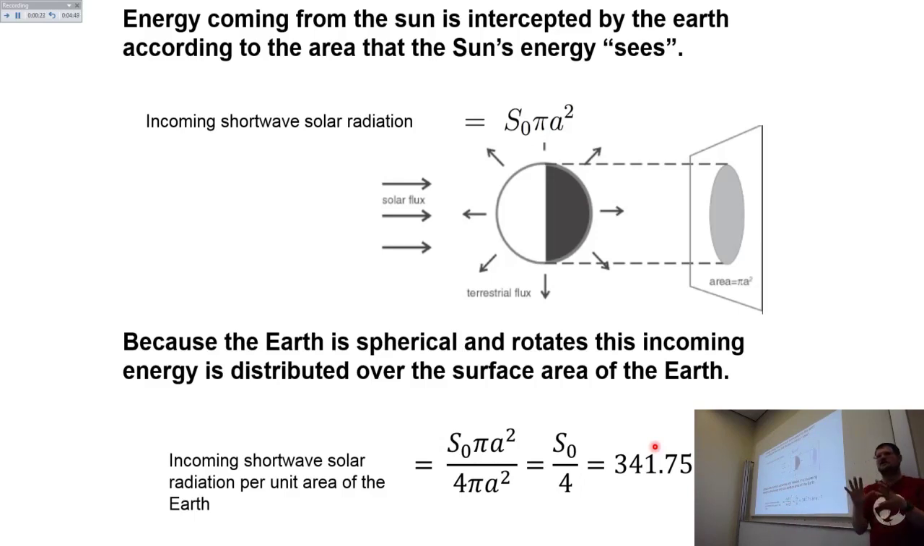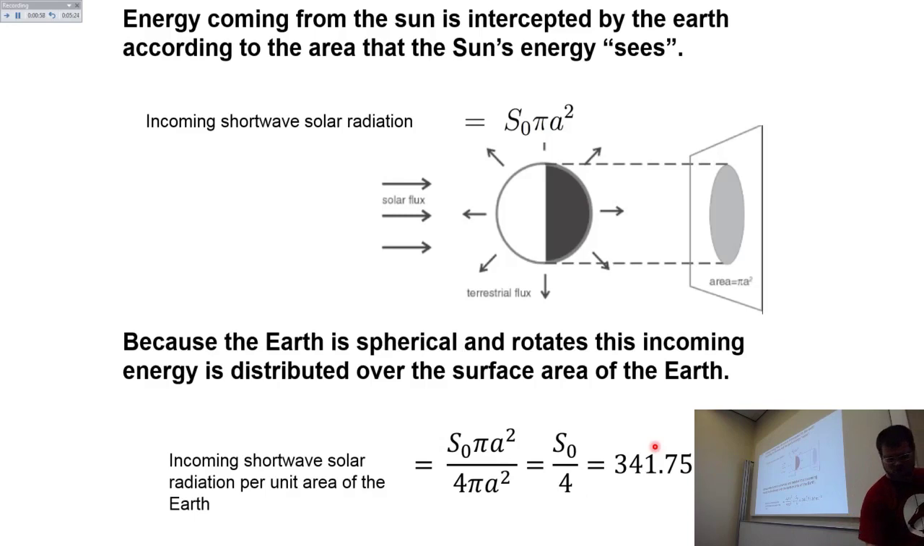But that energy is not just hitting one side of the Earth. It's spread out over the whole Earth as the Earth rotates. So it's actually spread out over the surface area of the sphere, and that's where the 4 pi a squared comes from. In this case, a is the radius of the Earth, just because we need another variable than r. So this equation simplifies to S0 divided by 4. Every square meter of the Earth, on average, gets 341 watts per square meter.